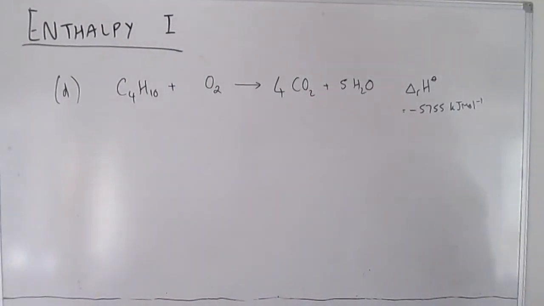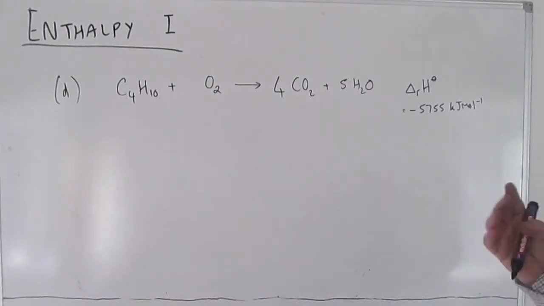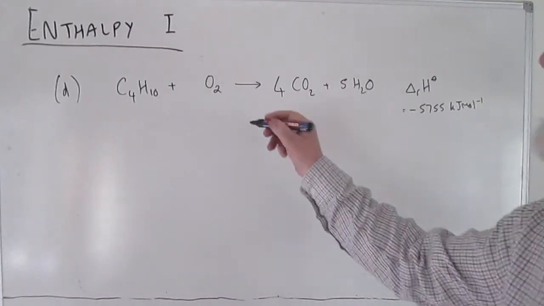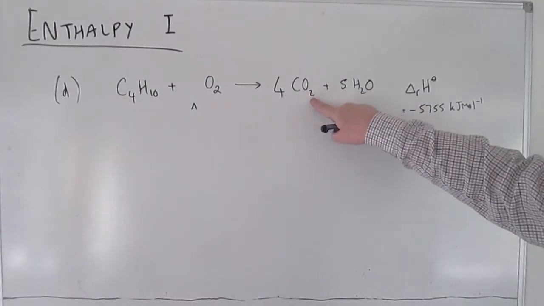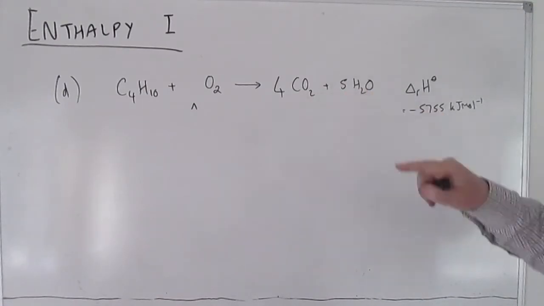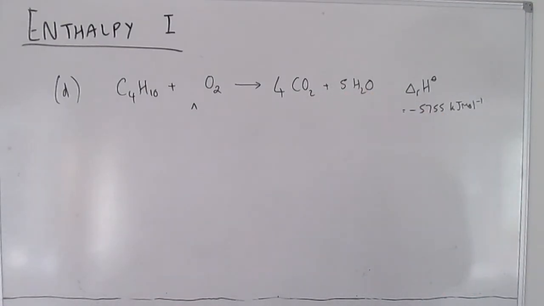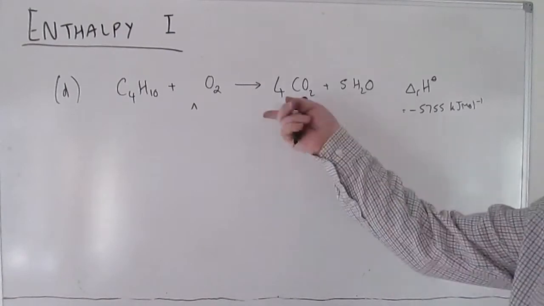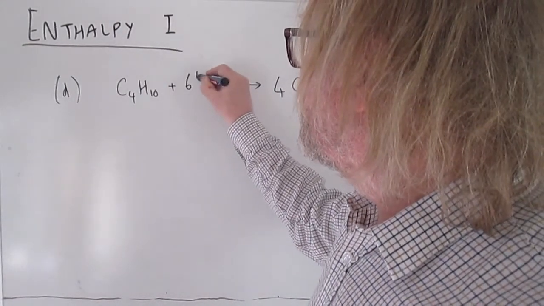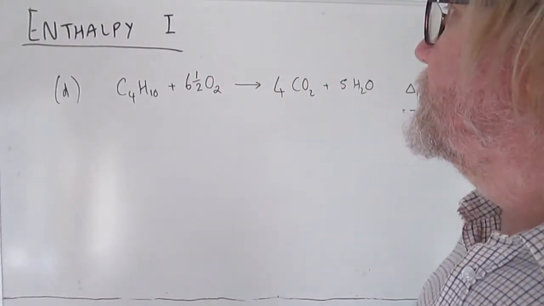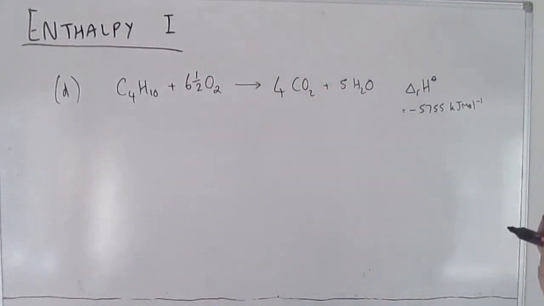Part D asks us to look at this reaction. Notice that in the question the equation wasn't balanced, so there should have been a number there for the number of oxygens, and it's easy to work out what that is because you've got 4 lots of 2 makes 8, plus 5 makes 13 oxygens altogether, so there've got to be 13 oxygens on the left, which is 6.5 times O2.